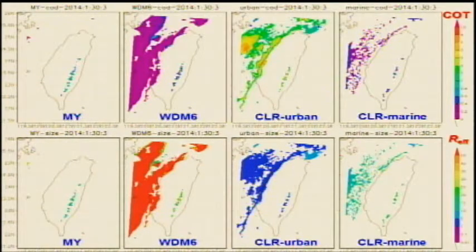And these are the sizes. You can see WDM6 produces too large a size, actually over 50 micron. That's way too large. That's not reasonable. And our scheme, the urban type, produces about, let me see, here's around 5, and some patches are between 5 and 10. So I think these sizes are a bit more reasonable.